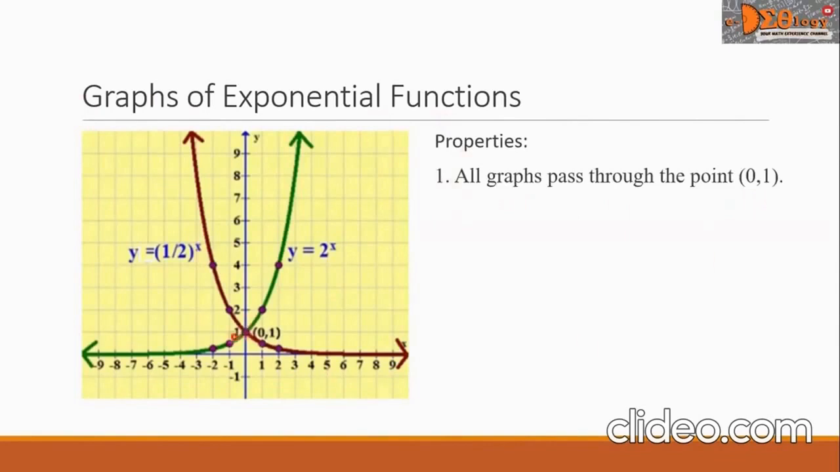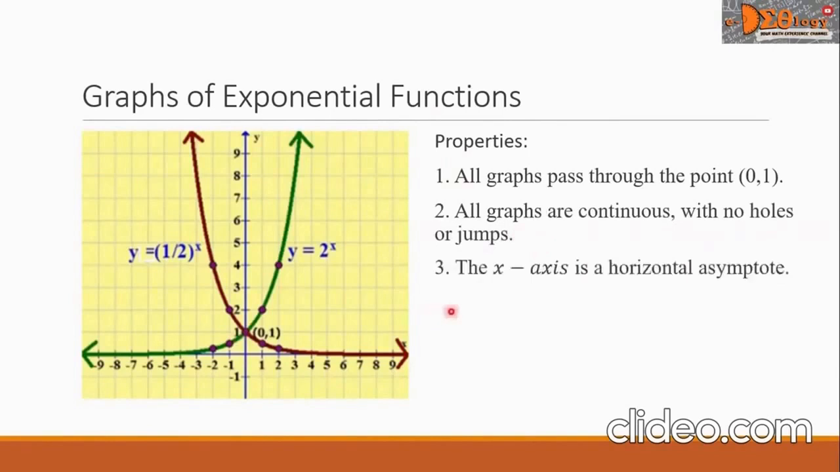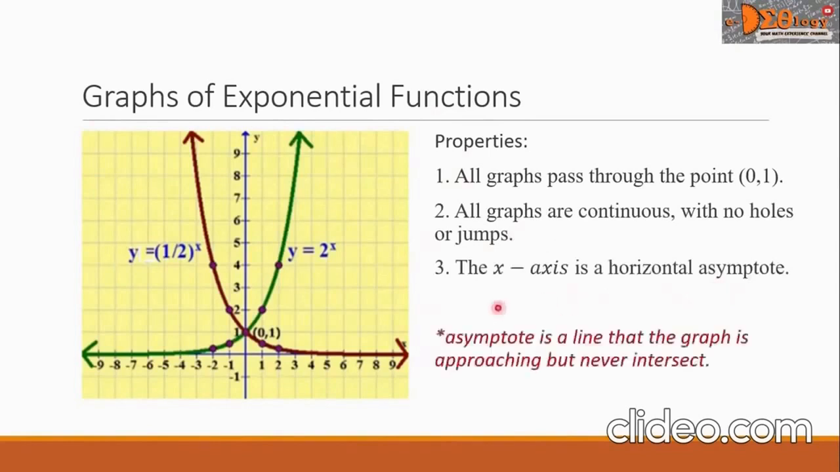This is the point 0, 1. Number two property, all graphs are continuous with no holes or jumps. Property number 3, the x-axis is a horizontal asymptote. Asymptote is a line that the graph is approaching but never intersects. If you notice the graph, it is approaching the x-axis but it will never intersect the x-axis.